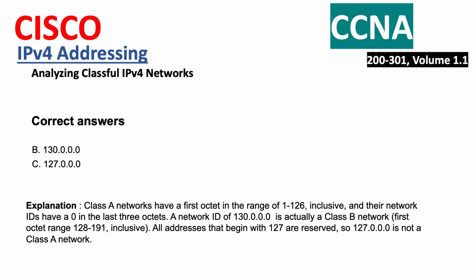Correct answers are A and D: 1.0.0.0 and 9.0.0.0. Class A networks have a first octet in the range of 1 to 126 inclusive, and their network IDs have a 0 in the last 3 octets. A network ID of 130.0.0.0 is actually a Class B network, first octet range 128 to 191 inclusive. All addresses that begin with 127 are reserved, so 127.0.0.0 is not a Class A network.